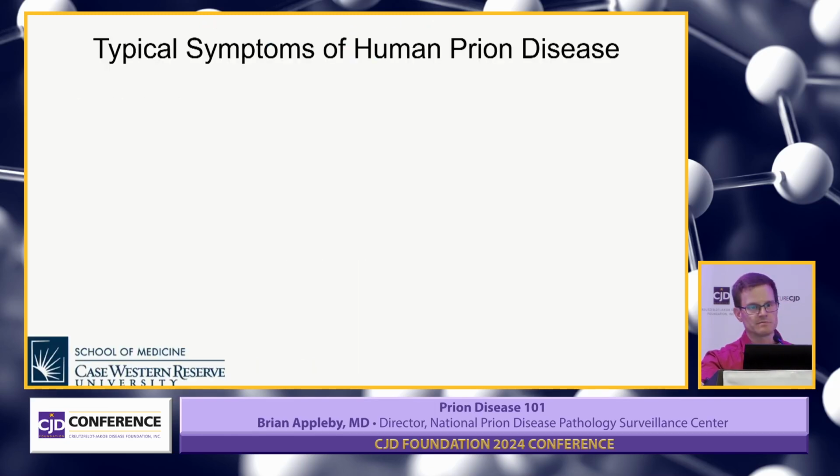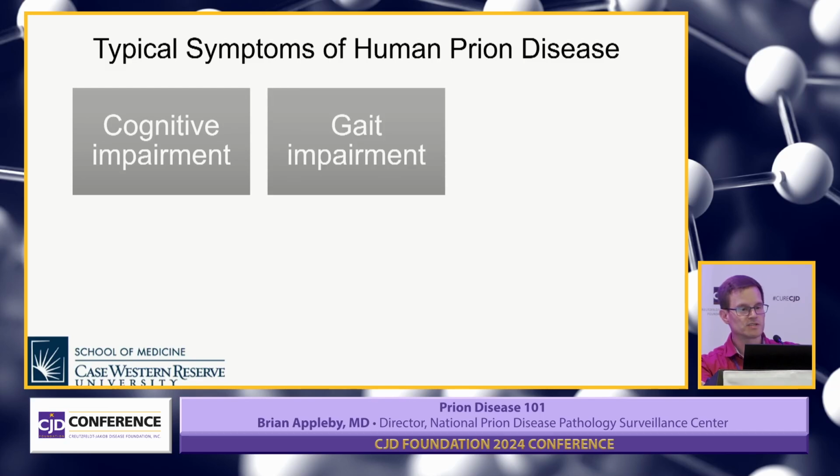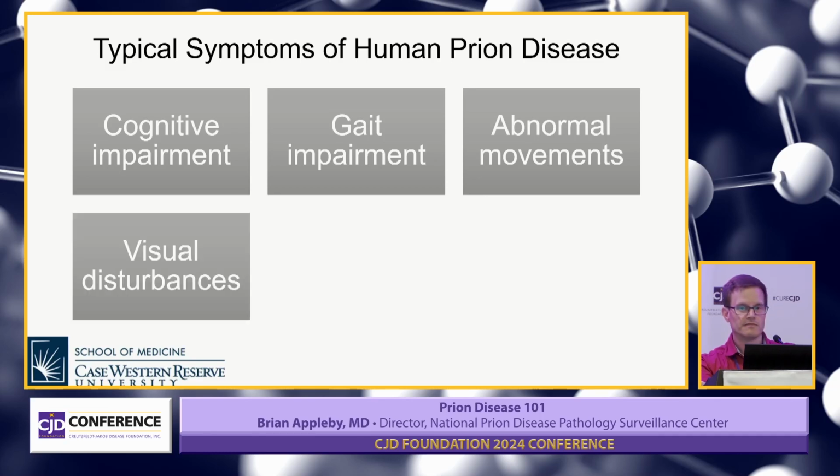So typical symptoms of human prion disease, we heard about this in the last session. Really, there's no rule for this, right? I mean, it can be tinnitus, it can be imbalance, it could be psychiatric symptoms. There's really a huge litany of symptoms that patients can experience. Cognitive impairment is a very common one, especially early on, but problems with their walking, abnormal movements like tremors or jerky-like movements, visual disturbances.